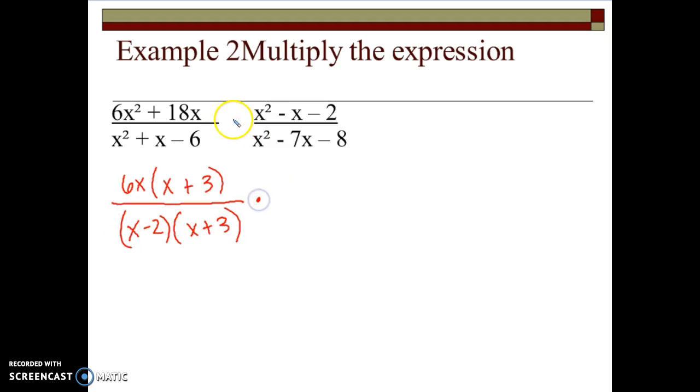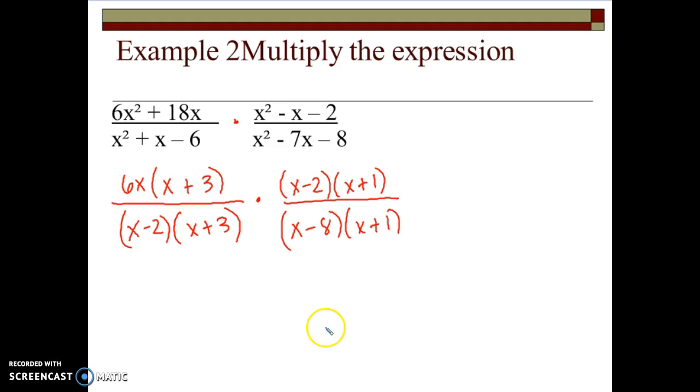And then I'm multiplying with x squared minus x minus 2. So I want to multiply to negative 2 and add to negative 1. So that's going to be x minus 2, x plus 1. And then on the bottom, x squared minus 7x minus 8. So I want to multiply to negative 8, but add to negative 7. So that's going to be x minus 8, x plus 1.